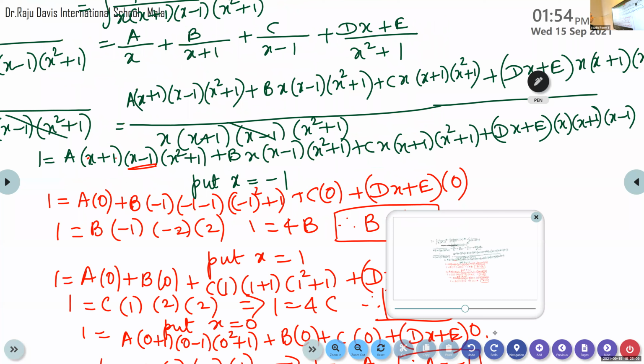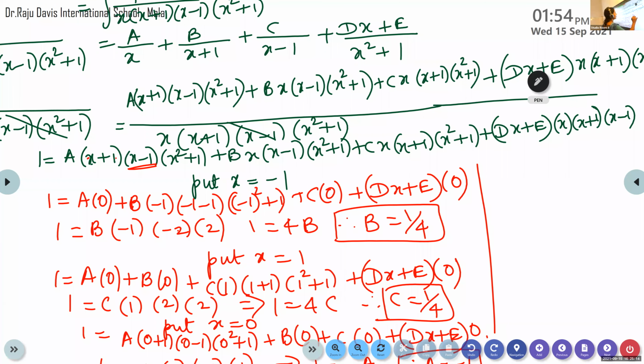Like the previous question, we can equate the coefficients. So I'm going to equate the coefficients of x raised to 4, if you take dx, here x. You can equate x cube, you can equate x square, but finding x raised to 4 will be easy. So that is why I take x raised to 4.